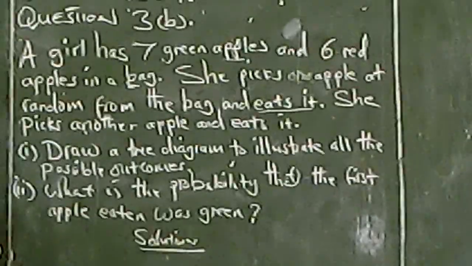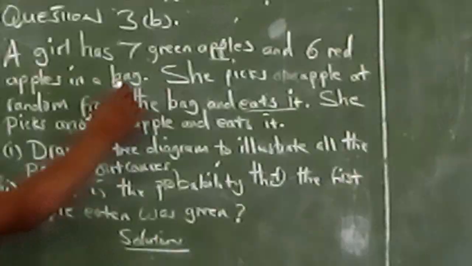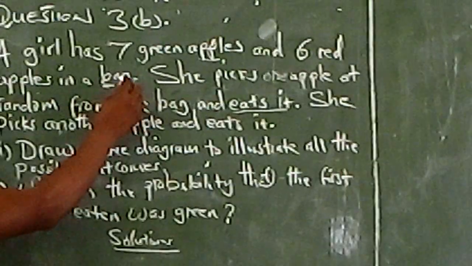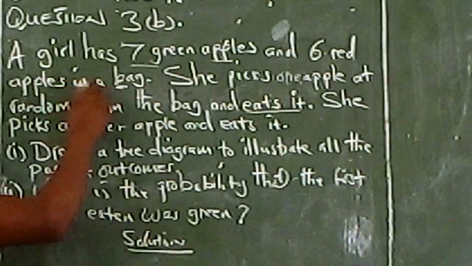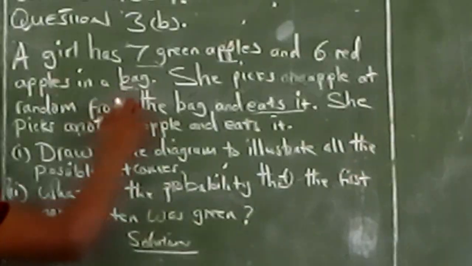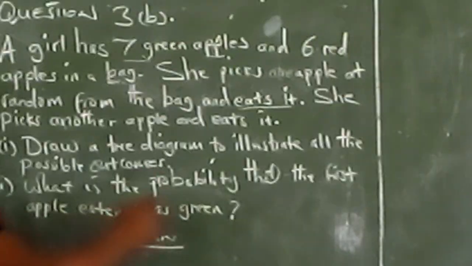Very important. So in a nutshell, we have 13 apples altogether. We have 7 green apples and 6 red apples in a bag. Take note, altogether they make 7 plus 6, that is 13.